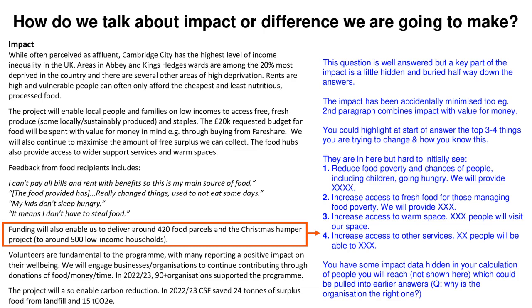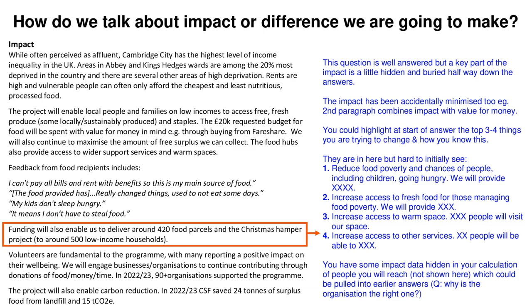So I've given an example that you could start this question about, that you're going to be reducing food poverty and chances of people, including children, going hungry, and you're going to be providing 420 food parcels. And I've given some other examples here from what I gathered that you were going to be doing as part of your work, all of which link to making a difference in the cost of living crisis. The feedback also is a really great thing to include.